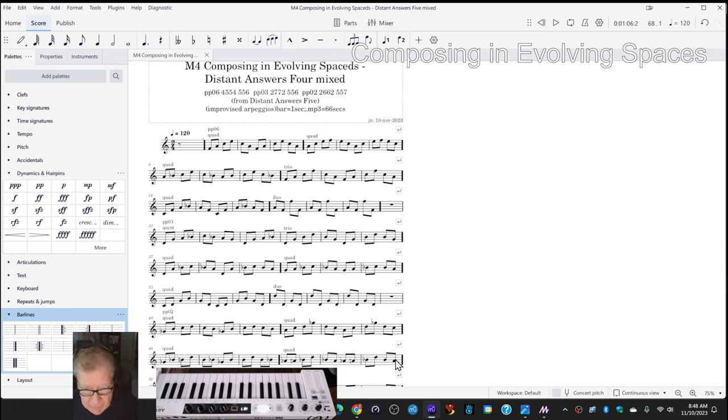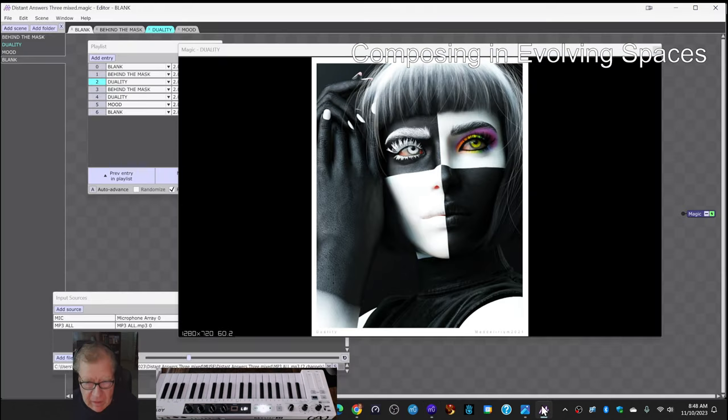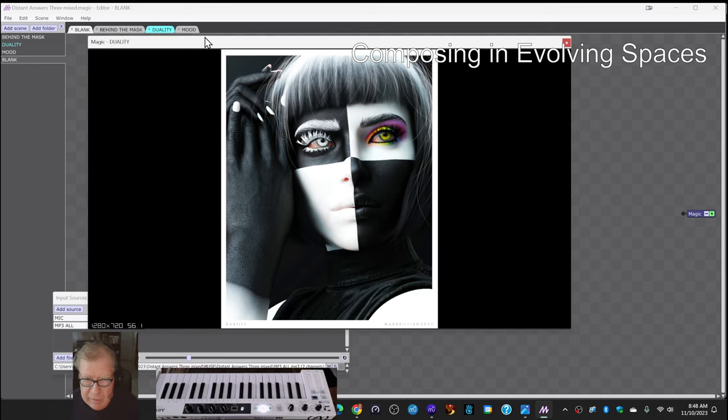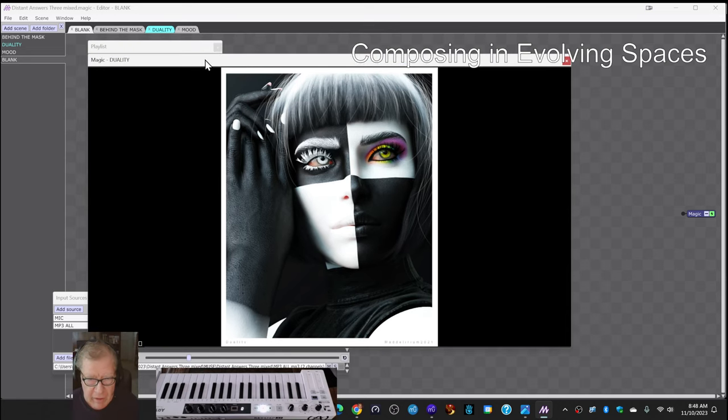So what we're going to do to bring us home is play that test animation that we've already done, which was using a simple rhythm figure and two of these images. Here we go.